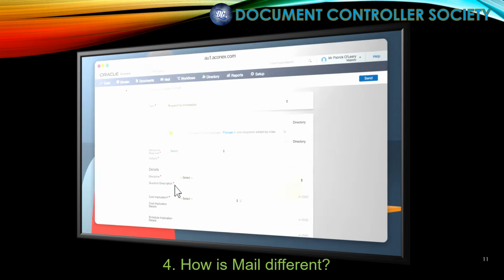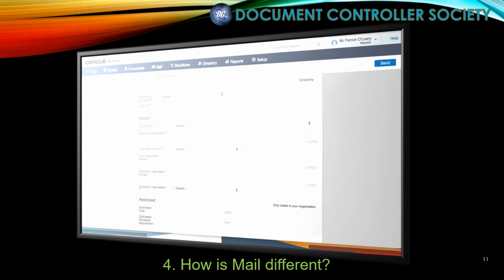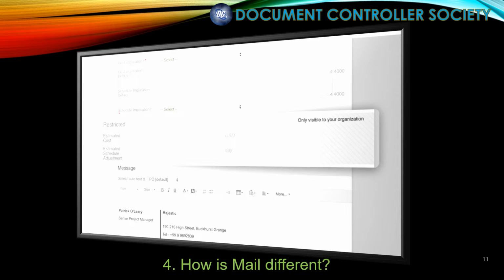Mail can also be configured to ensure the right people receive the right mail, aligning mail to your project processes. You can also control how users respond to specific mail types. And mail can have restricted fields, capturing sensitive information that only certain people in your organization can see. These advanced settings are usually set up by an administrator.